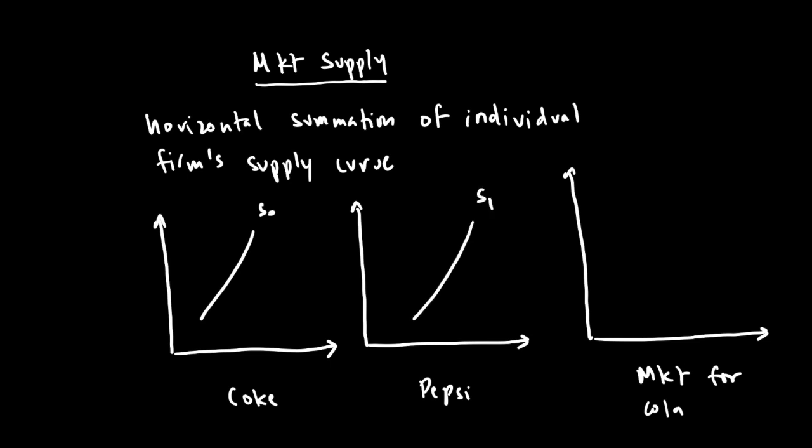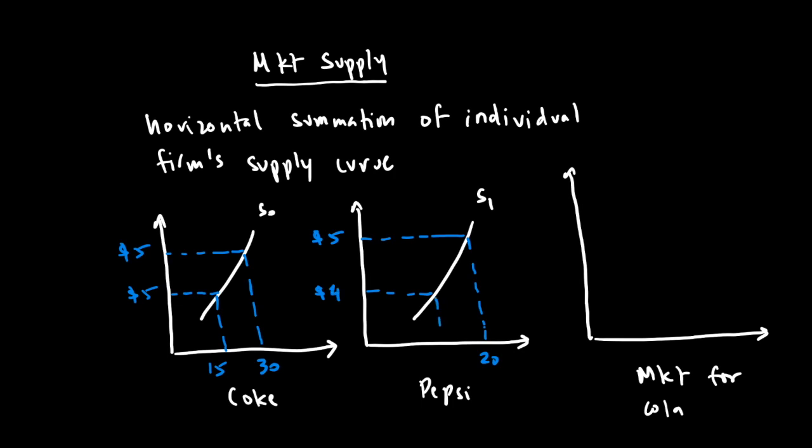What I'm going to look at is, if the price is $5, how much is Coke making? Let's say Coke is making 30 units. And if the price is $4, let's say Coke is making 15 units. Similarly, at $5, I'm going to find out what Pepsi is making, and let's say Pepsi is making 20. Similarly, at $4, Pepsi is making, let's say, 10.